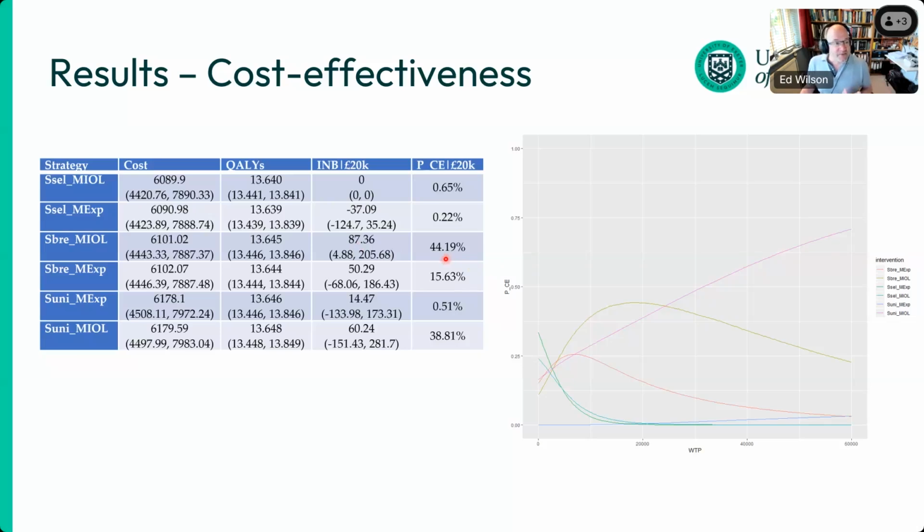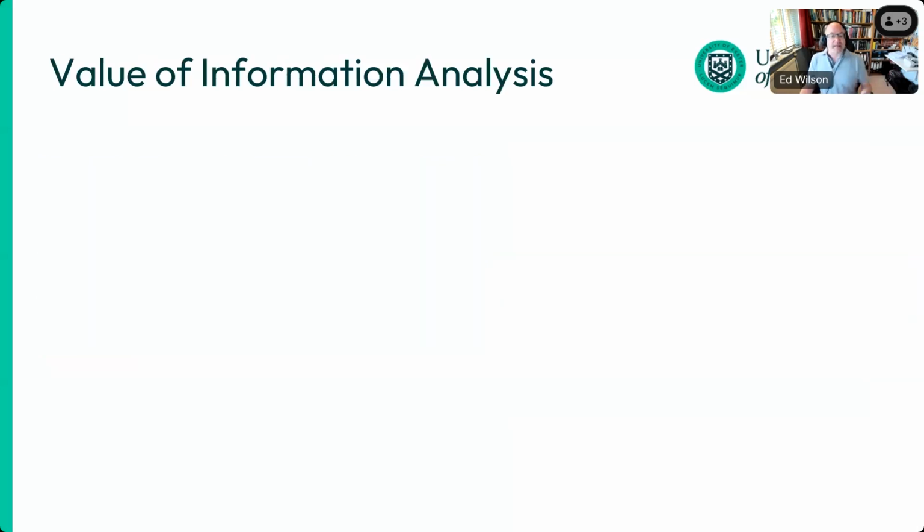But key to this, I've gone way over time, but I'll probably be about another 3 minutes, I think. The uncertainty was huge. There was only a 44% probability that that was the right thing to do. So that then suggests, well, it's worth looking at the value of information analysis. So what did we find?